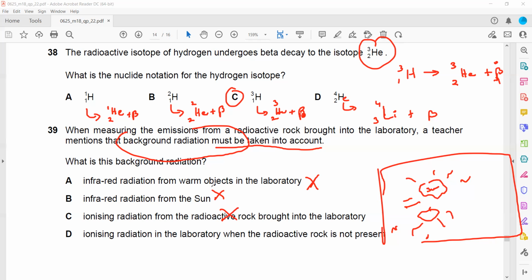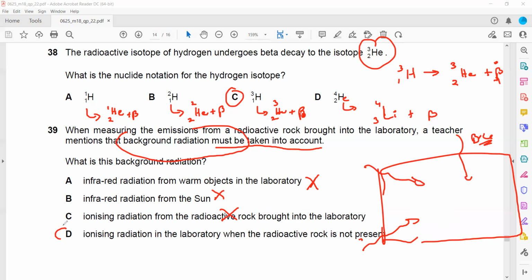Anything other than the source is known as the surrounding. So ionizing radiation in a lab when the rocks are not present is called background radiation. For example, if this lab was empty, without any of these radioactive rocks, the radiation which comes into this lab from the surrounding, we call that background radiation. So D is the right answer for this.